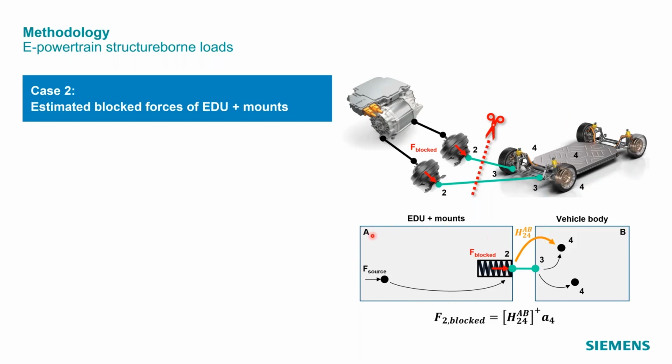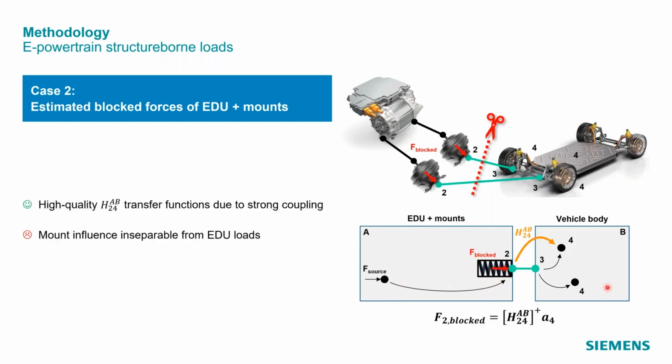And the results will be something like this, where, as you can see, the source component has now changed from being just the EDU to a source component that is composed of the EDU and also the mounts. So the benefit of this method is that, unlike in the previous case, the transfer functions are measured in strongly coupled conditions. So we don't have any kind of vibration isolation between the passive side of the mounts and the indicators on the body. So these transfer functions will be measured with high quality.